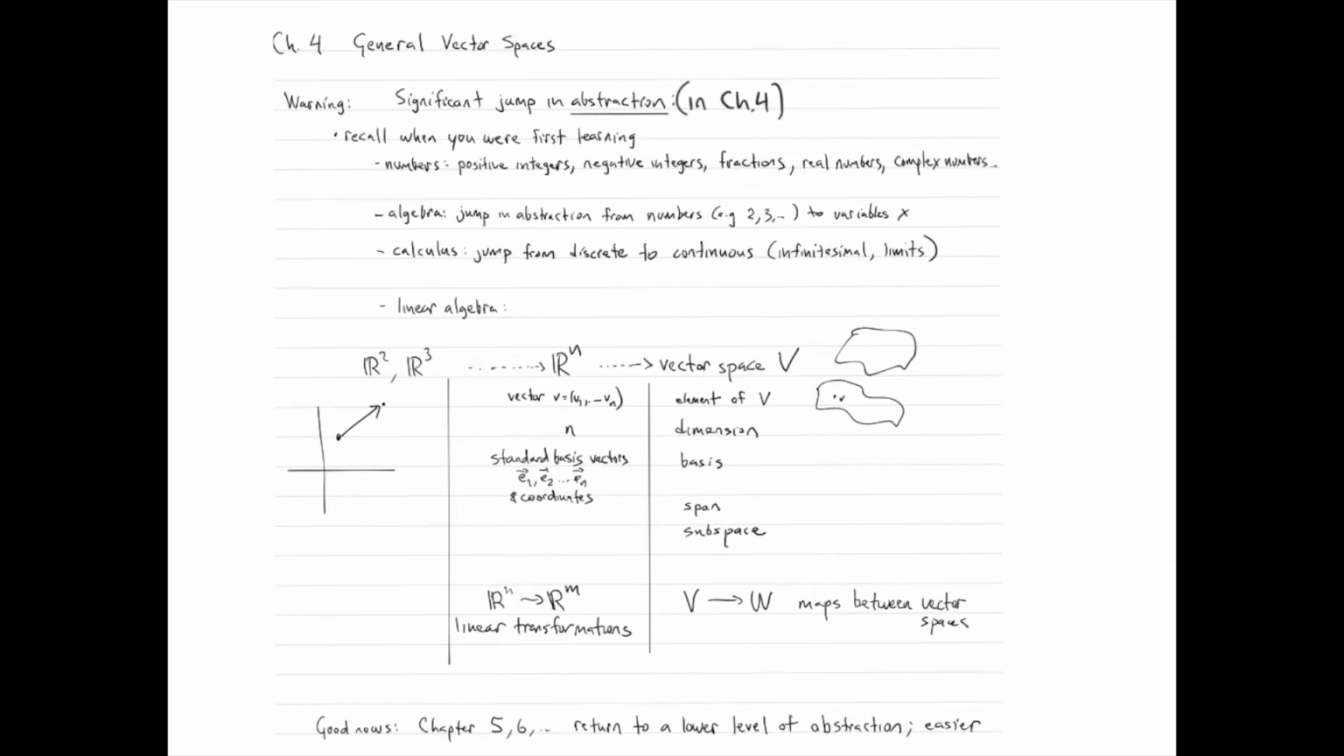Then another situation where there's been a jump in abstraction that you've already been exposed to is algebra. First we were talking about numbers like 2, 3, and 4, and then eventually in an algebra course, they replace these numbers by variables like x and y. So that's an instance of a jump in abstraction, and once you got used to it, it was no big deal. Similarly, in calculus, there is a jump in abstraction from what I'm calling the discrete to the continuous, involving things like infinitesimals and limits.